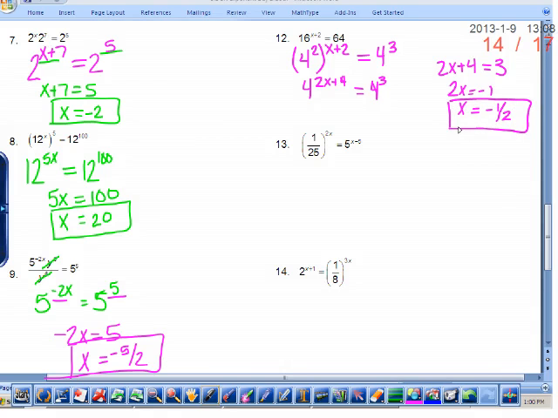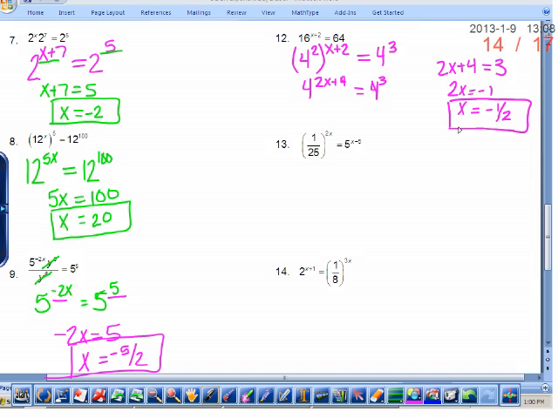You can also do it with 2. Yeah, you could have used a base of 2 here, 2 to the 4th and 2 to the 6th. Yeah, you'd be fine. But if there's a bigger number, I'm going to go with that because then my exponents are going to be smaller.